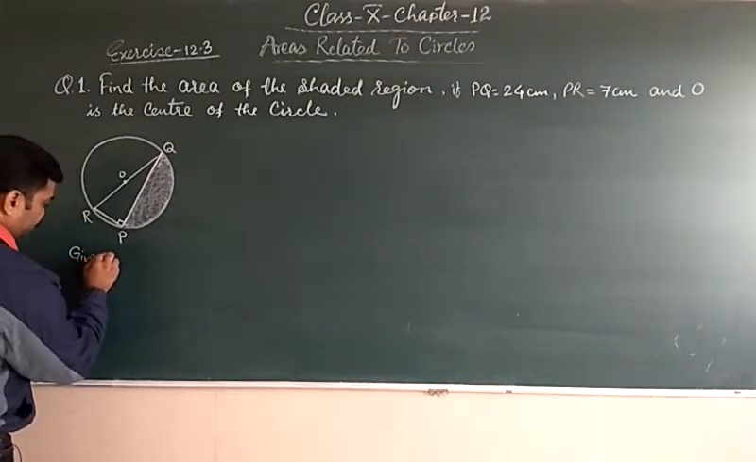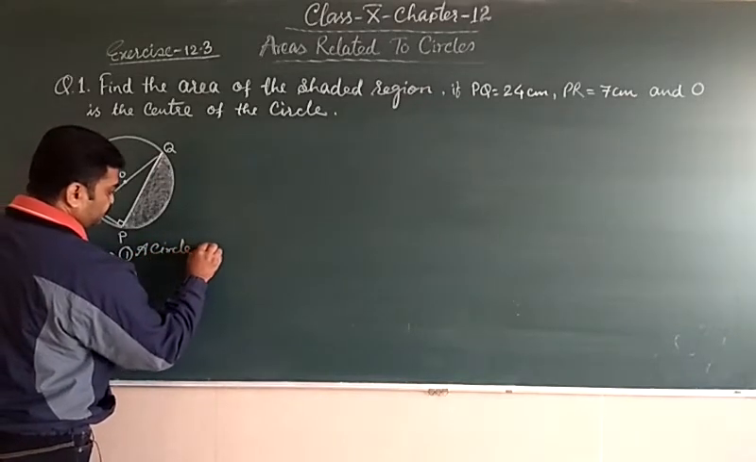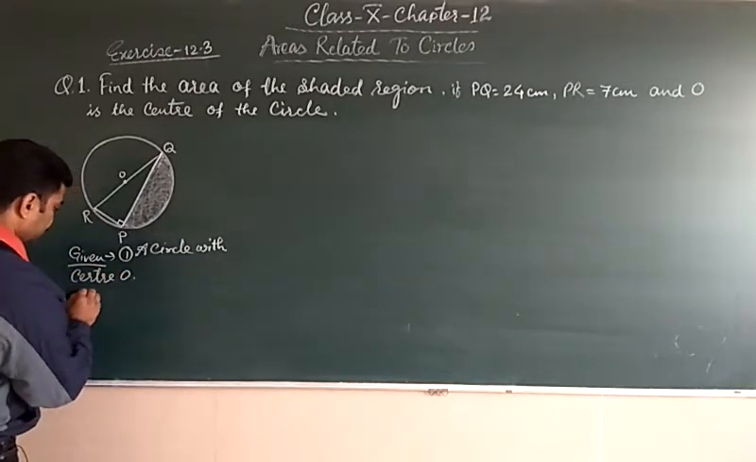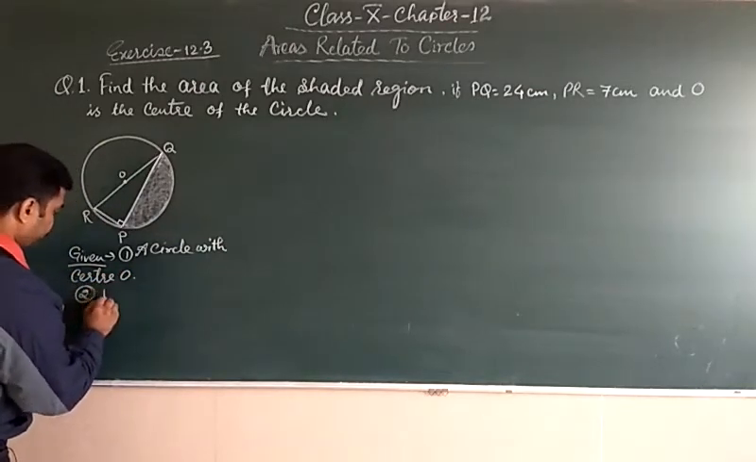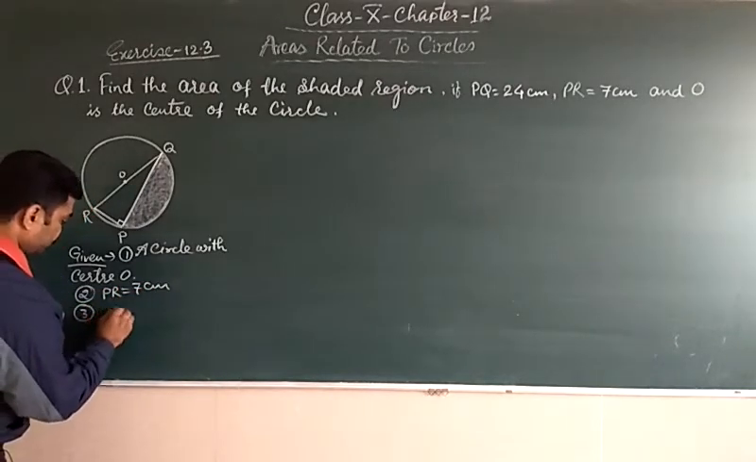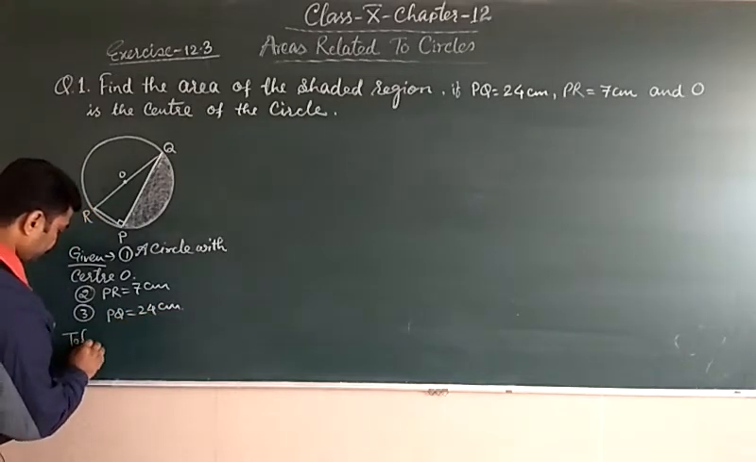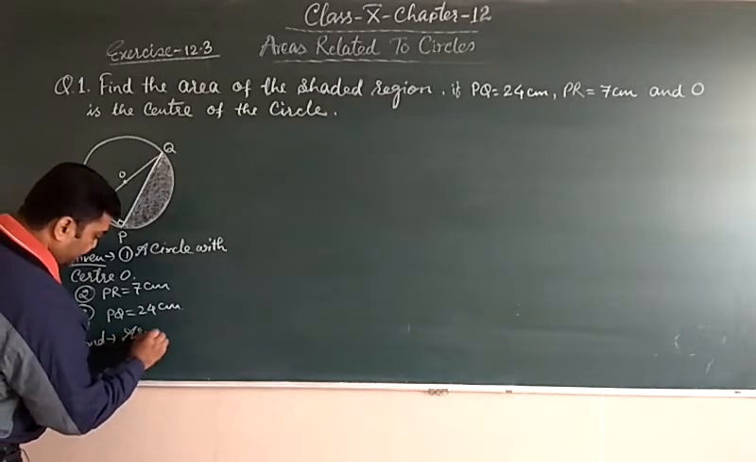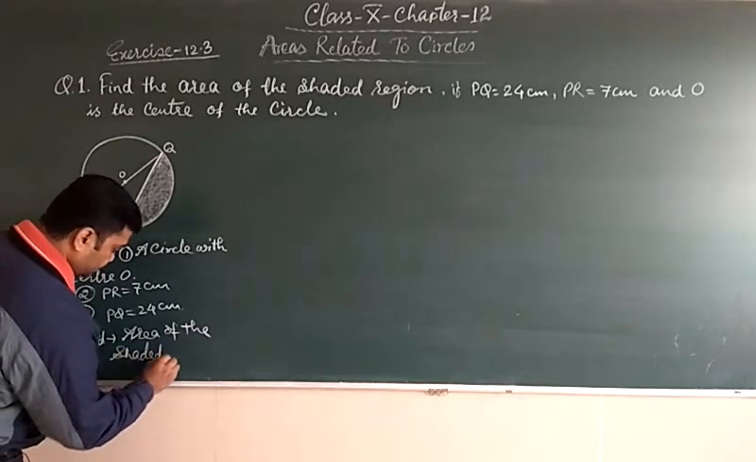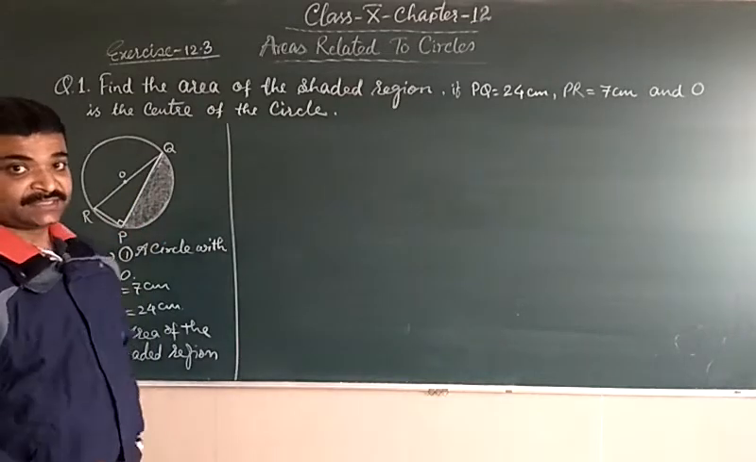Given: first, a circle with center O. Second, PR is equal to 7 centimeters. Third, PQ is equal to 24 centimeters. To find: the area of the shaded region. We have to find the area of the shaded region.